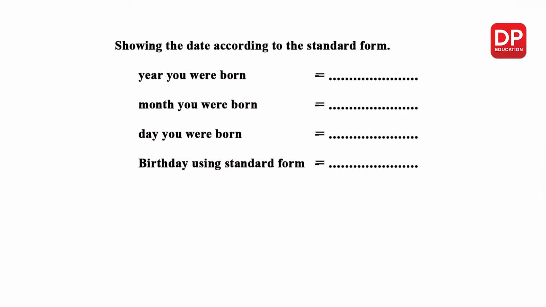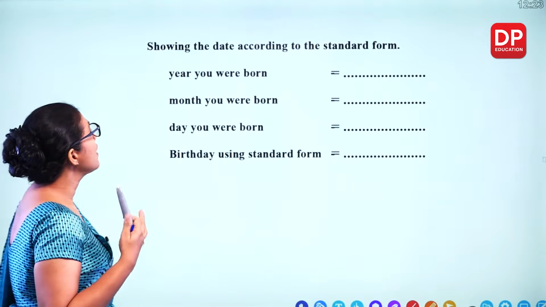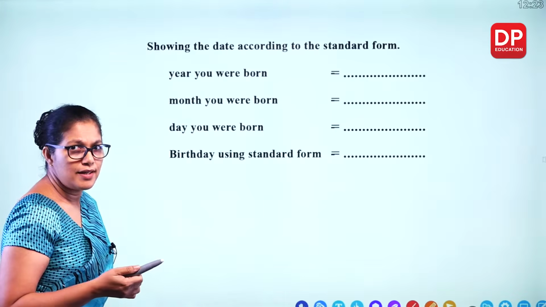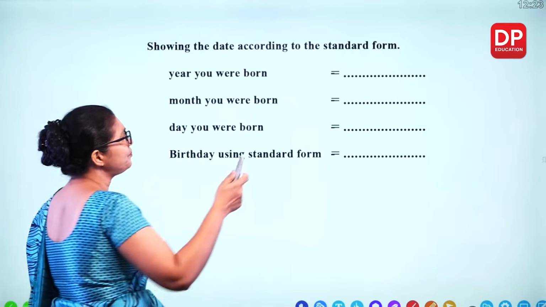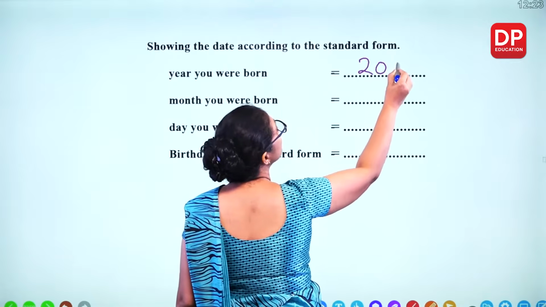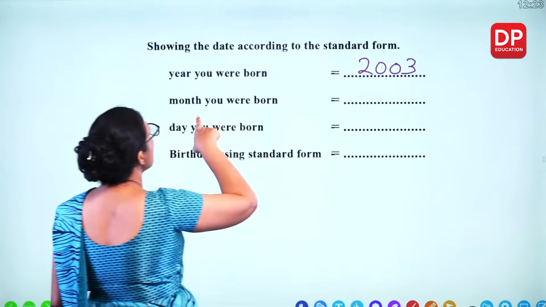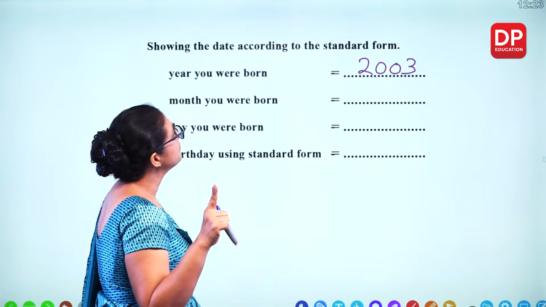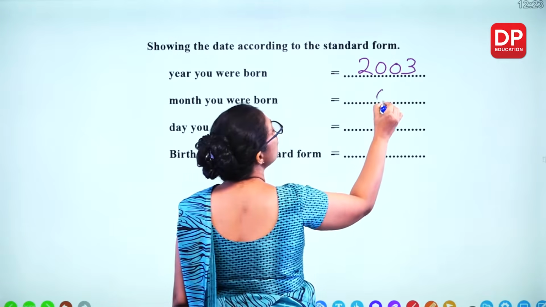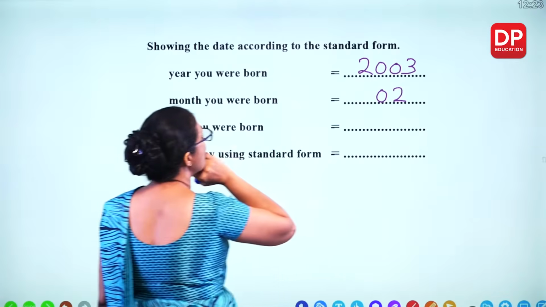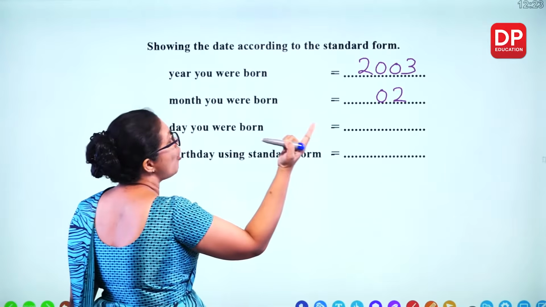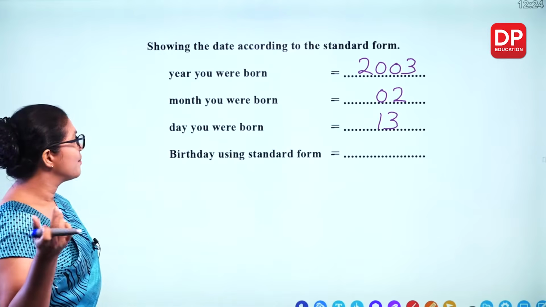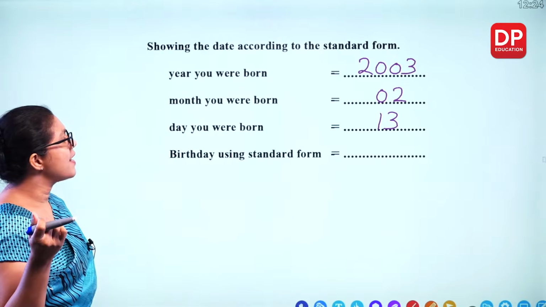Showing the date according to the standard time. Now think about a date. Year you were born, 2003. Month you were born. Month, you take 2, February. Day you were born. What's the number you like? You take 13. Birthday using standard form.